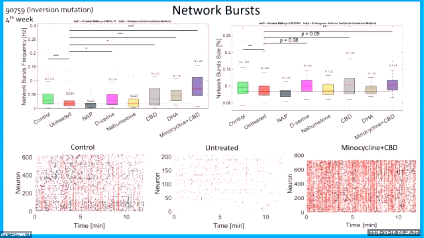What about calcium imaging? Here we have different measures that we're looking at. For example, we can look at the network bursts, which are when the neurons fire together. We mark them with these red lines. This is an example of a control, untreated, and minocycline plus CBD. Here we're measuring the frequency of the network bursts, and here we're measuring the size, or how many neurons are participating in the network burst.